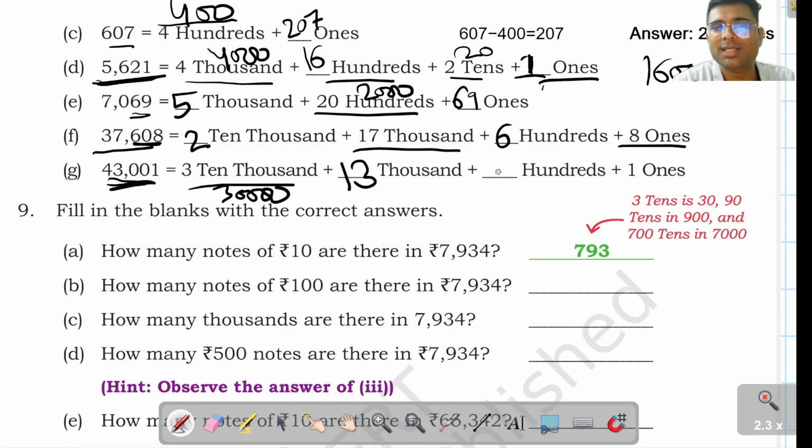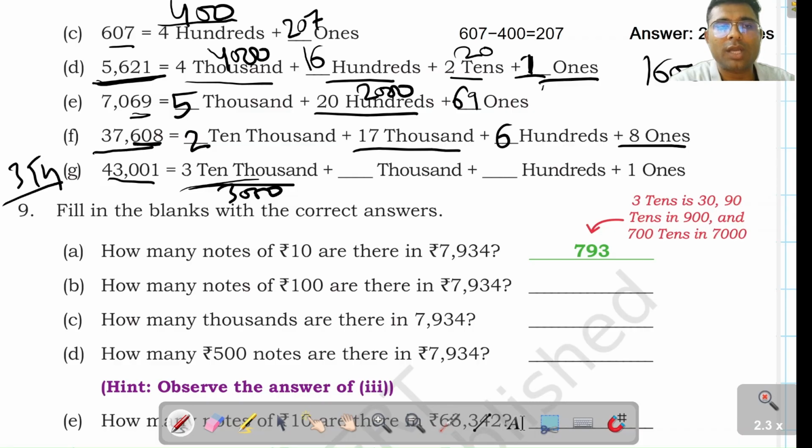How many hundreds are there? 0 hundreds. How many ones are there? 1 one. You can do it in some other ways. If you don't want to write 0 here, if you want to write tens here, or if you want to write 100 here, you can do it this way as well. Like 3 tens means 30,000. Okay, so we are left with 13,000.